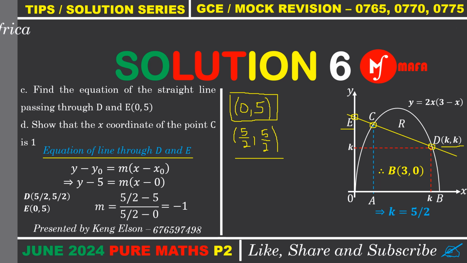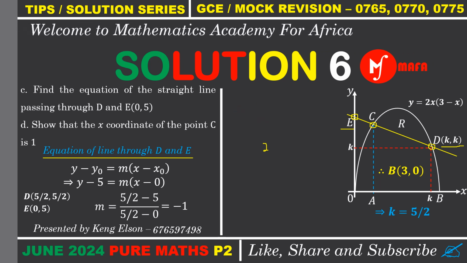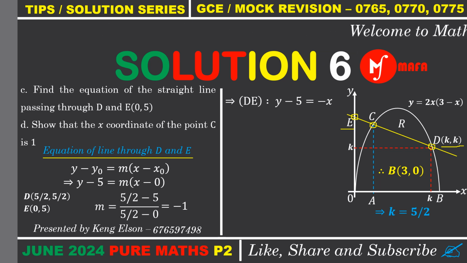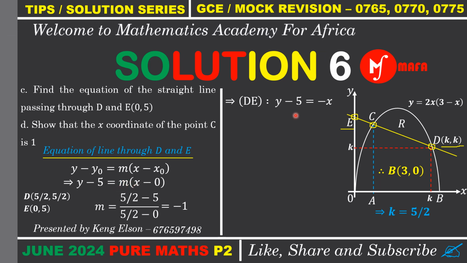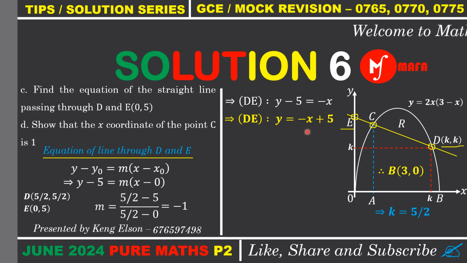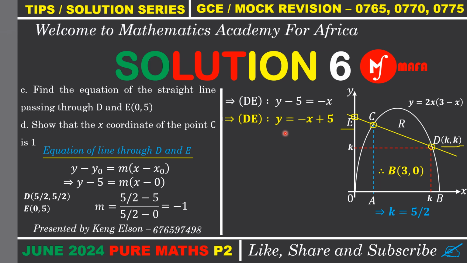Now we just have to replace everything back into our equation above and find the equation of the line. So replacing everything, we are going to have y minus 5 equal to m into x, and m is -1, so you just have -x. So y is equal to -x plus 5. That is the equation of the line passing through the points D and E.